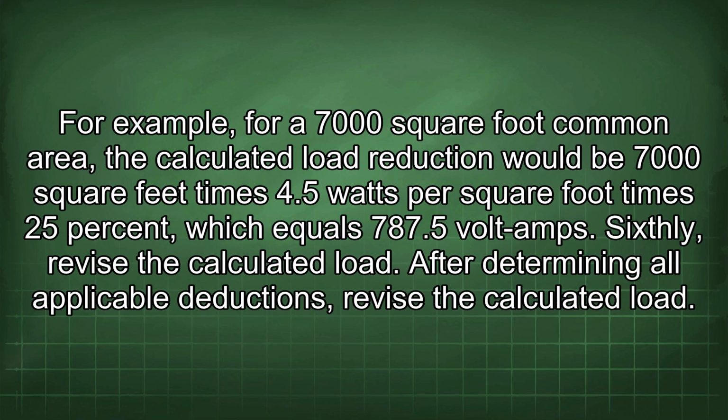For example, for a 7,000 square foot common area, the calculated load reduction would be 7,000 square feet times 4.5 watts per square foot times 25%, which equals 787.5 volt amps. Sixthly, revise the calculated load. After determining all applicable deductions, revise the calculated load.